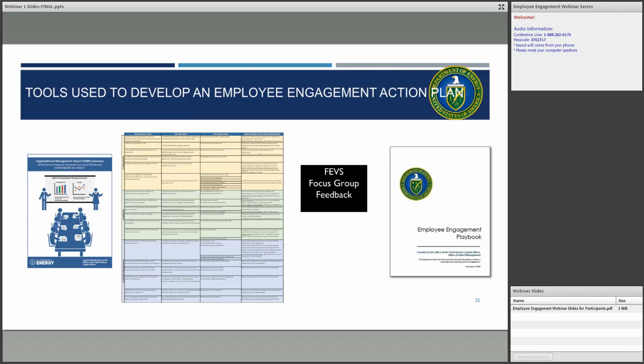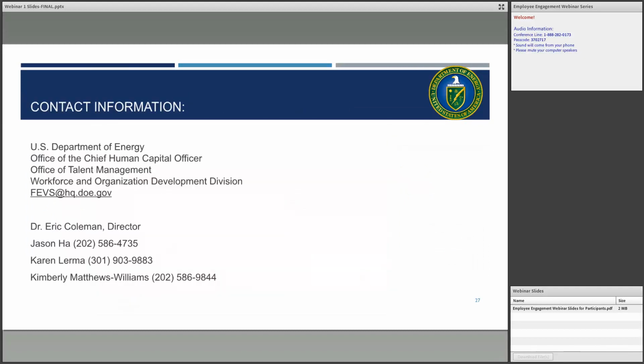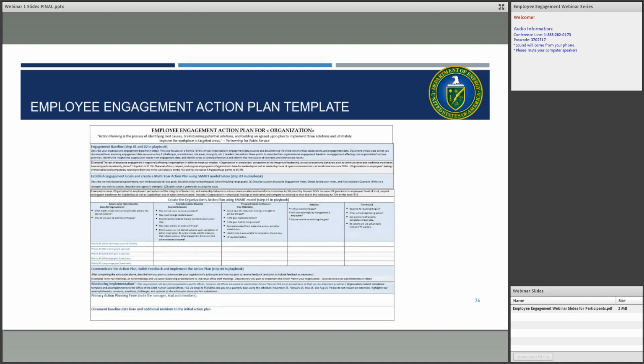The Employee Engagement Action Plan template is what we suggest that managers within the organization use to actually conduct or set up the action plan. The action plan consists of 5 steps. The process is a 5-step process.